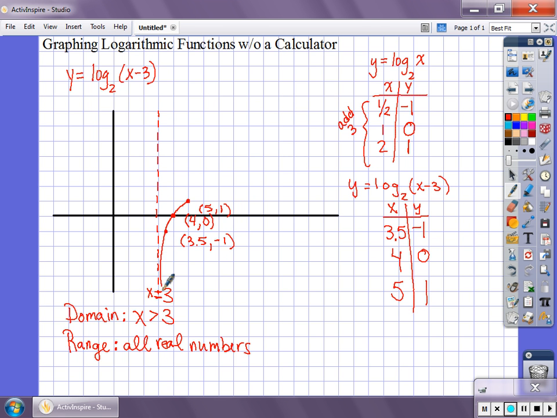Remember, it hugs the asymptote that way, and then it shoots off that way. And that's our graph for y equals log base 2 of x minus 3. Again, you had to make the table for vanilla log base 2, and then we're adding 3 to all of the x values.